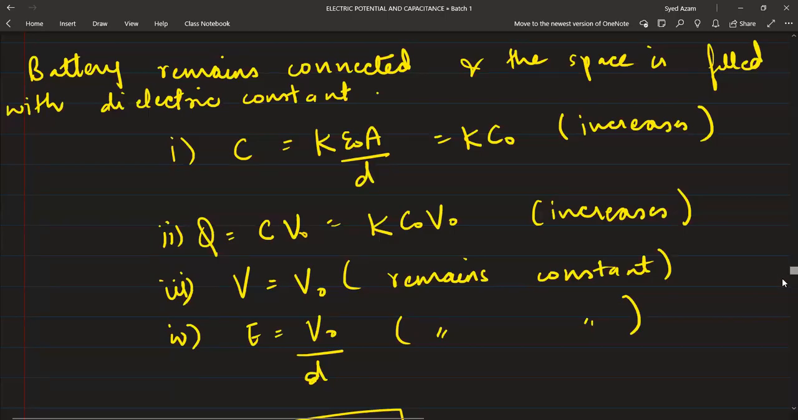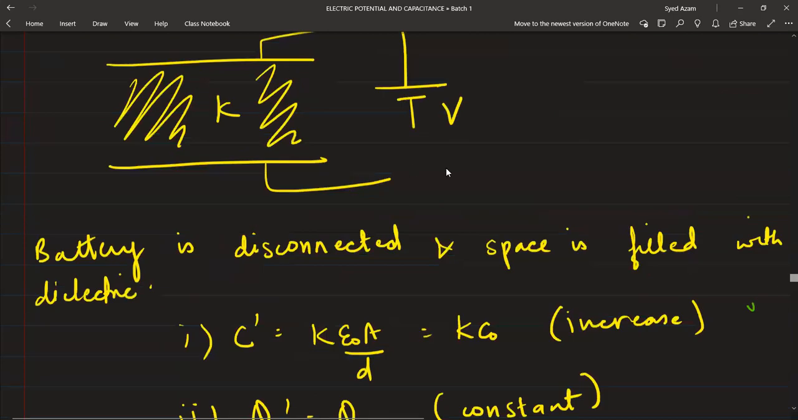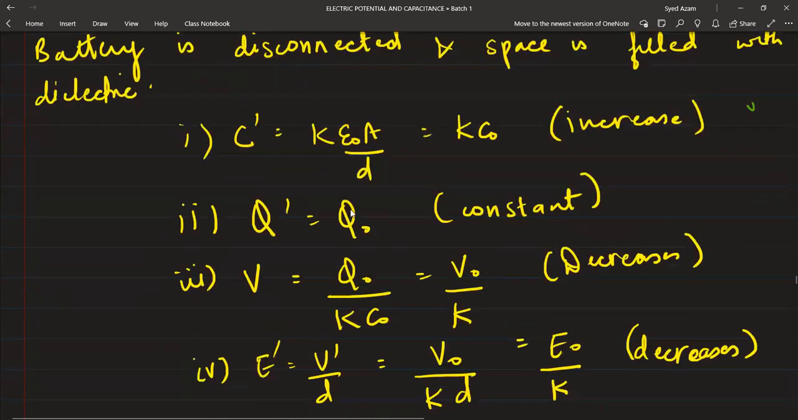And if the battery is disconnected, then the capacitance will increase K times. Charge will remain constant here. And potential and electric field decrease by K times because they will be divided by K. So this is what you need to remember from this chapter.